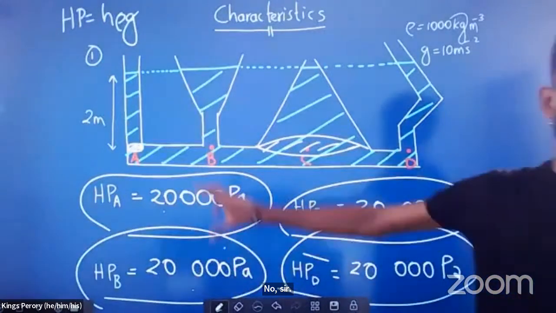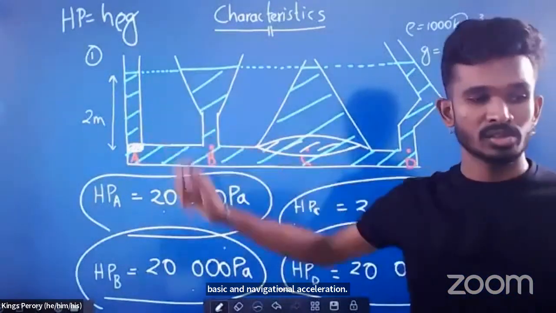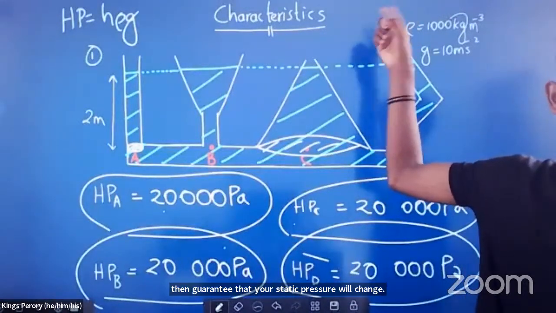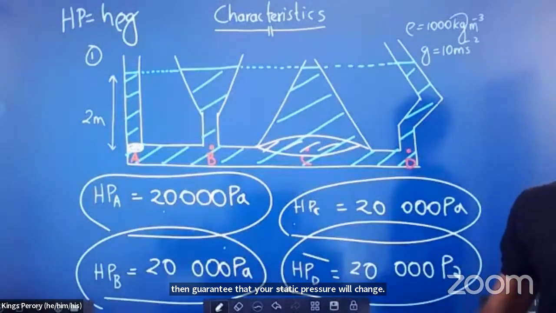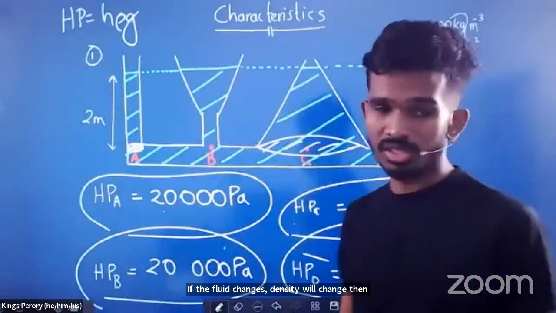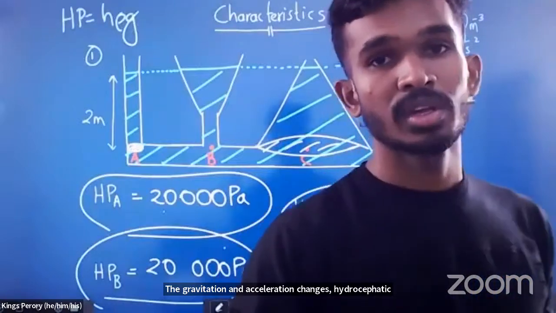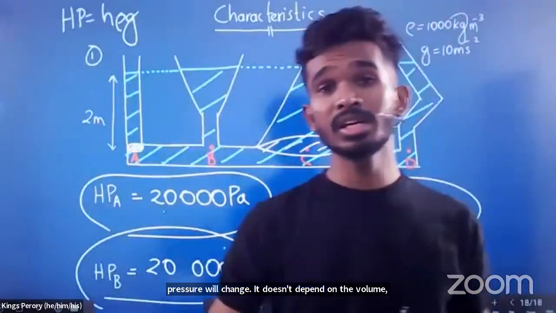If gravity changes, then guaranteed hydrostatic pressure will change. If the fluid changes, density will change, then hydrostatic pressure will change. If gravitational acceleration changes, hydrostatic pressure will change. It doesn't depend on the volume, it doesn't depend on the shape of the container, it doesn't depend on the surface area.